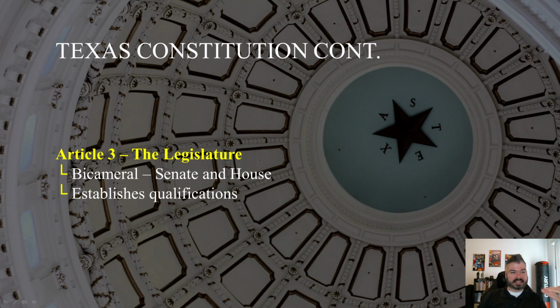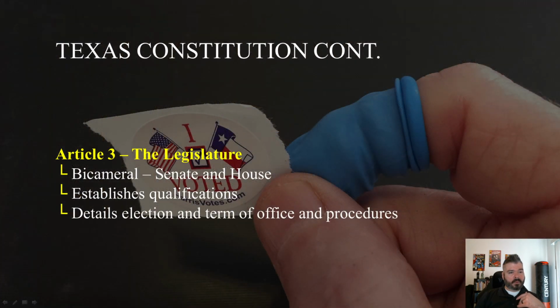Article 3 does establish qualifications for the legislature. It establishes an age limit. It establishes the residency requirement, how long you have to be here in Texas in order to run. We also see it details the election and the term of office and procedures for the Texas legislature. All this is clearly laid out in Article 3. So it establishes how often we elect them. It establishes how long they serve, etc. And again, procedures within the Texas legislature.